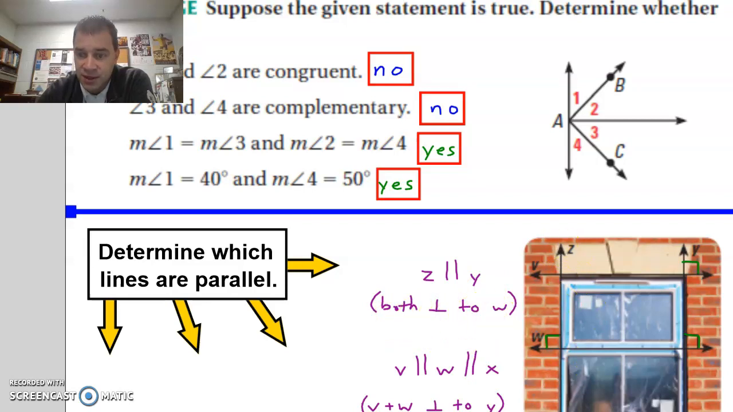So here's Z vertical, here's Y vertical. Those are parallel lines. They're both perpendicular to W that's cutting across there. And we could also say that V and W and X, all these horizontal lines, are also parallel because all of them, well, V and W are perpendicular to Y. So here's Y. V and W we know are perpendicular to them. W and X, so here's W, here's X, they're perpendicular to Z. So all of them have to be parallel.